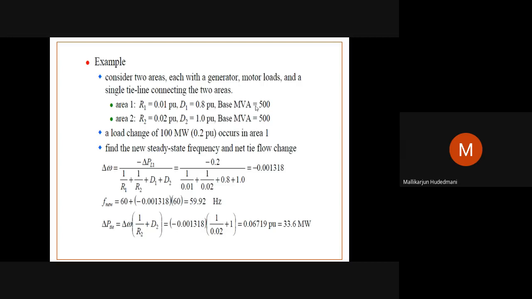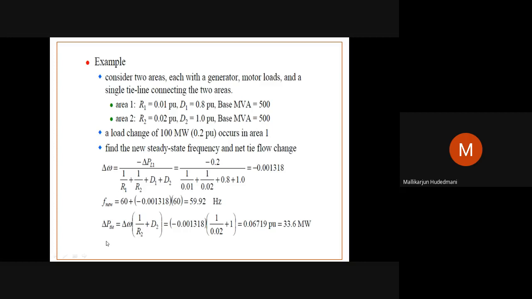How can we find out the steady state frequency and new tie line flow using the respective equation? Using the area 1 load change perspective we have done, which is change in load divided by beta 1 plus beta 2, which quantifies delta omega. As the load change is incremental, definitely frequency falls. Taking the base frequency of 60, it drops by 0.001318 pu, converting it to hertz, it leads to 59.92 hertz. Then change in tie line power flow.